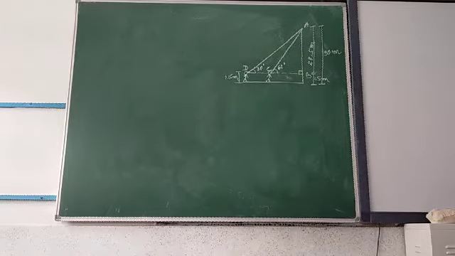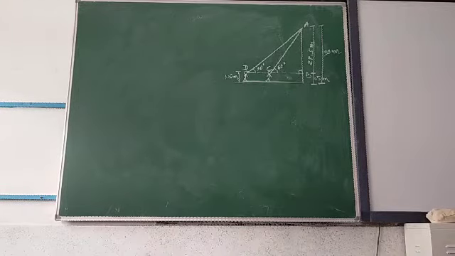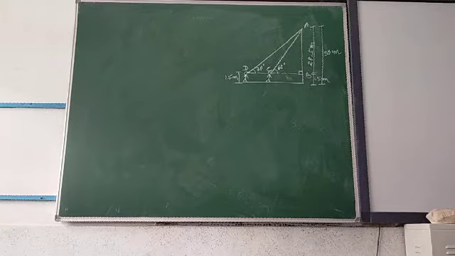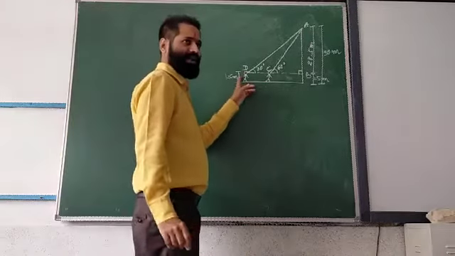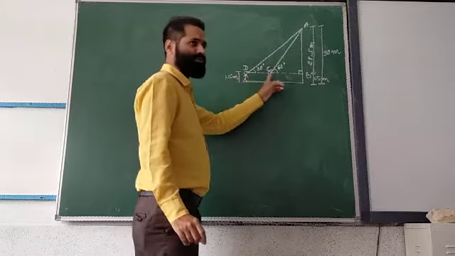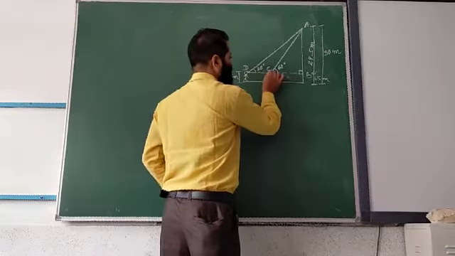In this question, it was said a 1.5 meter tall boy is standing at some distance from a 30 meter tall building. The angle of elevation from his eyes to the top of the building increases from 30 degrees to 60 degrees as he walks towards the building. Find the distance he walked towards the building. That means initially he was here, right? He moved this much distance towards the building. You need to find this from here till here.